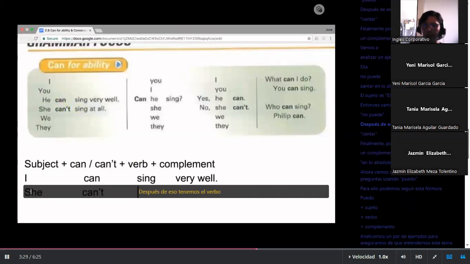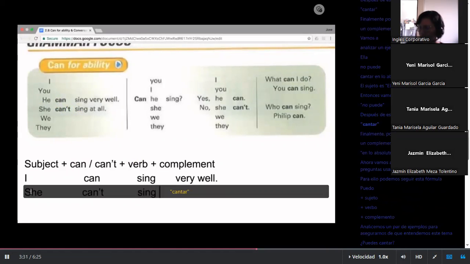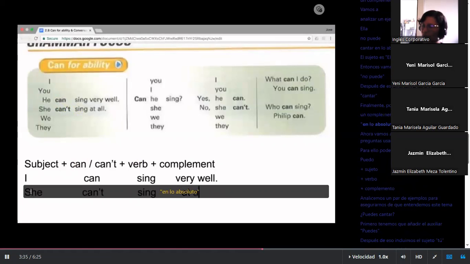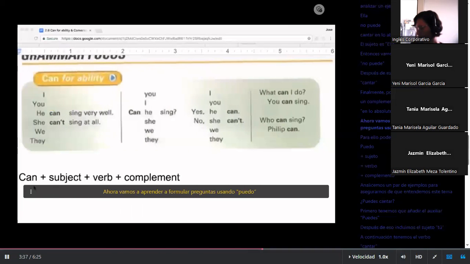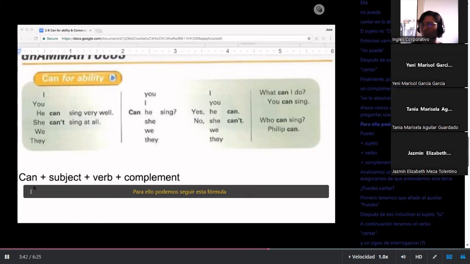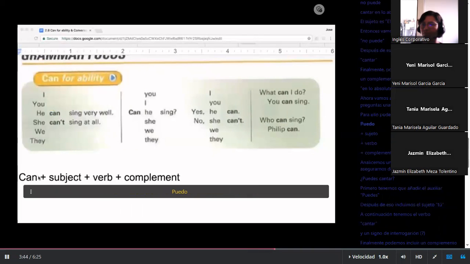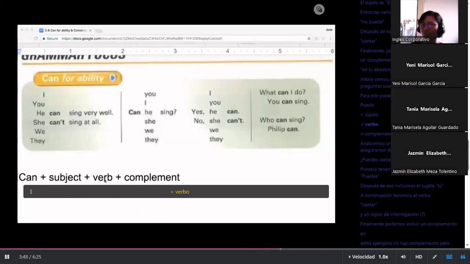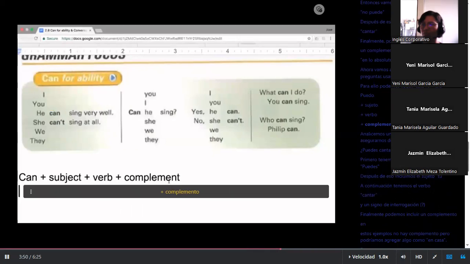After that, we have the verb sing. Finally, we can include a complement, at all. Now let's learn how to form questions using can. To do this, we can follow this formula. The auxiliary can plus subject plus the verb plus a complement.